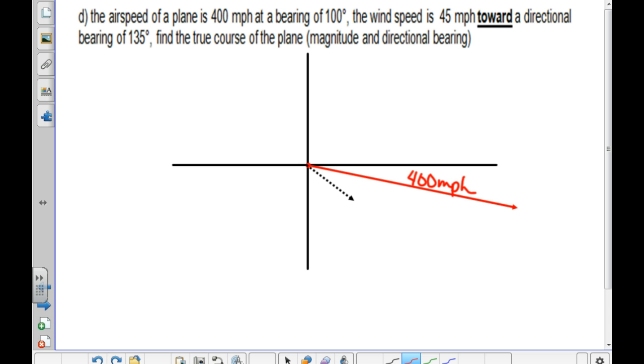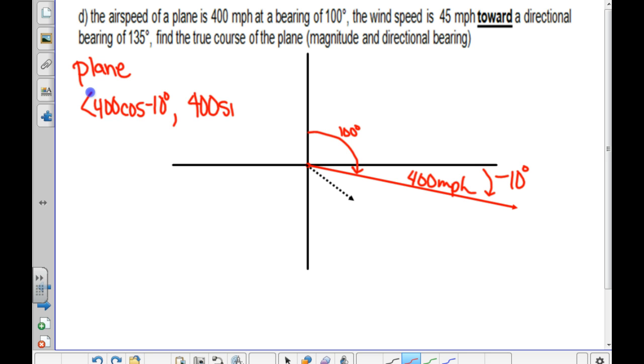Okay. 100 degrees is off of north. So what is this in here? It is 10 degrees. We need to say negative 10. Otherwise, it will not give us the correct sign on the y value. We need it to be a negative. So the plane components are going to be 400 cosine of negative 10 and 400 sine of negative 10. See, it wasn't that hard.